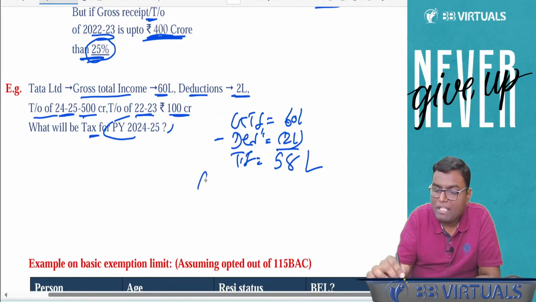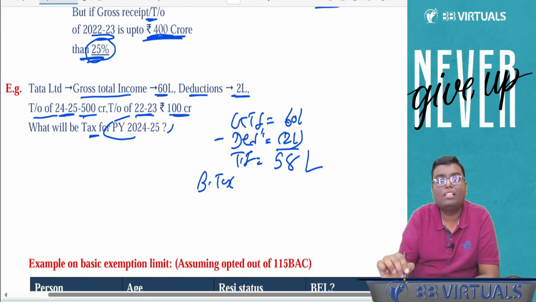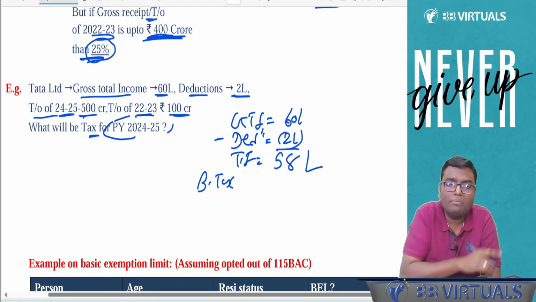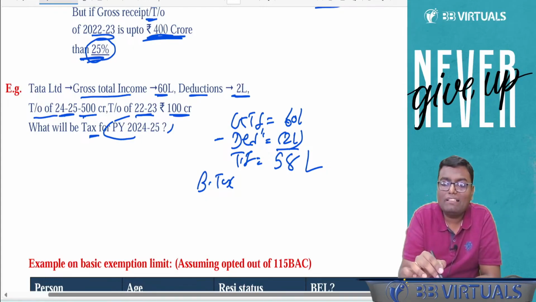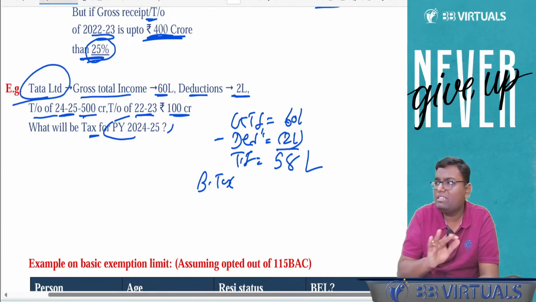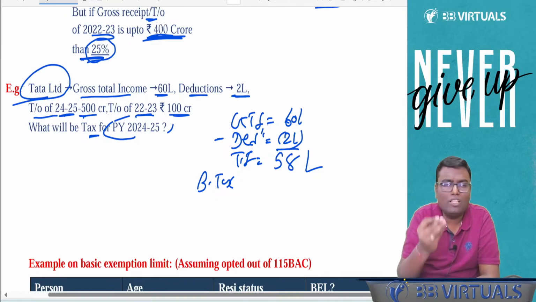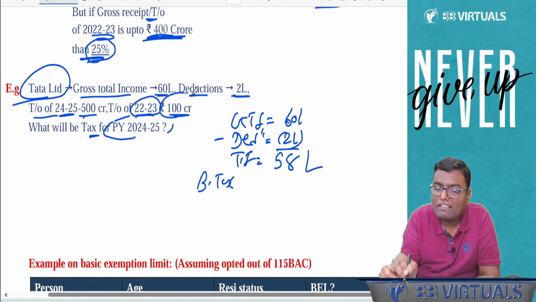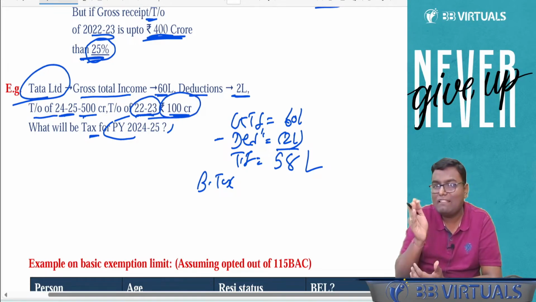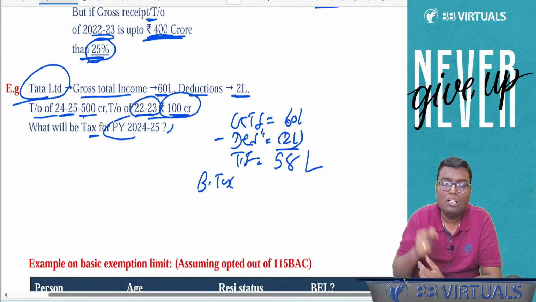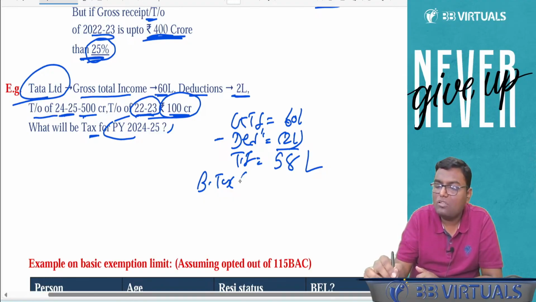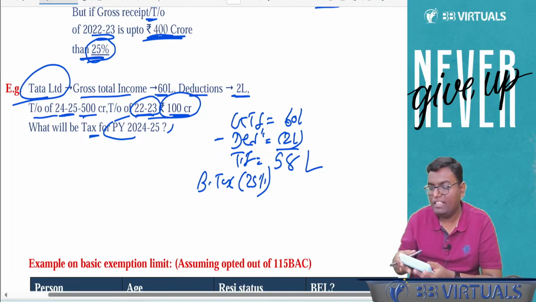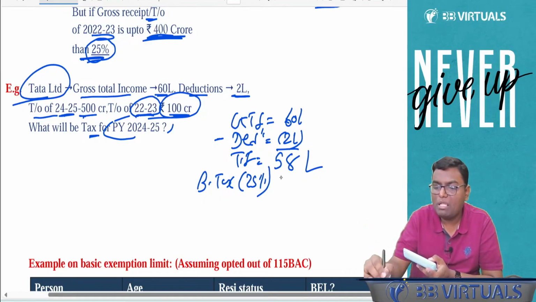Now tell me what is the basic tax rate that will be applicable? How much percentage? 30% or 25% or 35%? First of all, it is Tata Limited. As per the name, we can judge that this company is a domestic company. And the turnover of 22-23 is only 100 crore, that is less than or equal to 400 crore. What is the tax rate applicable as of now? 25%. So 58 lakh into 25%, what will be my basic tax?